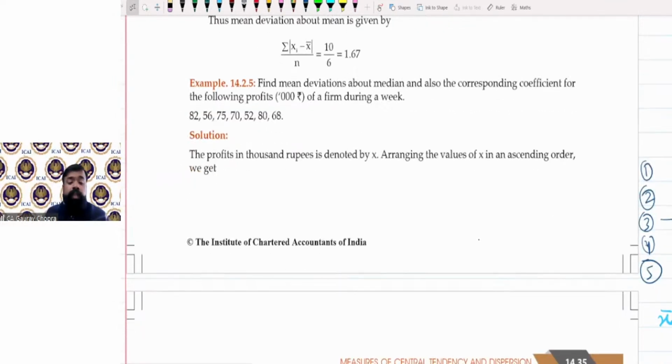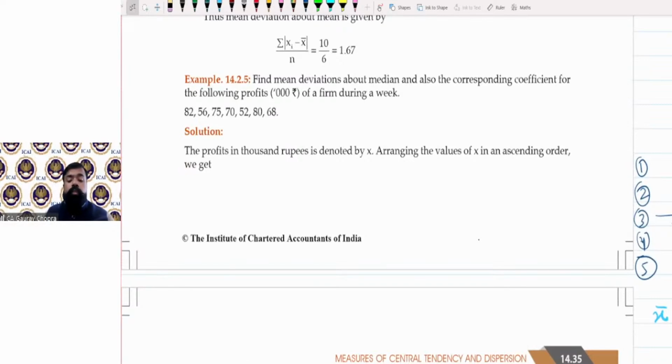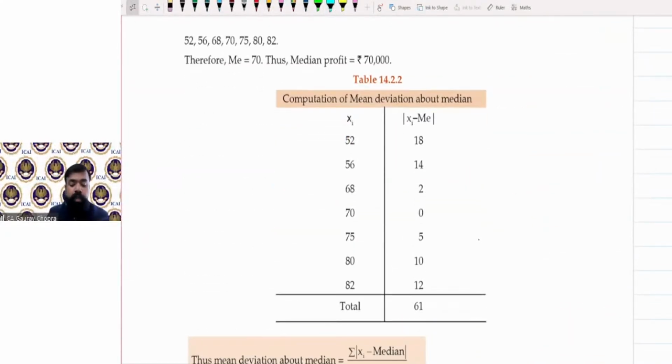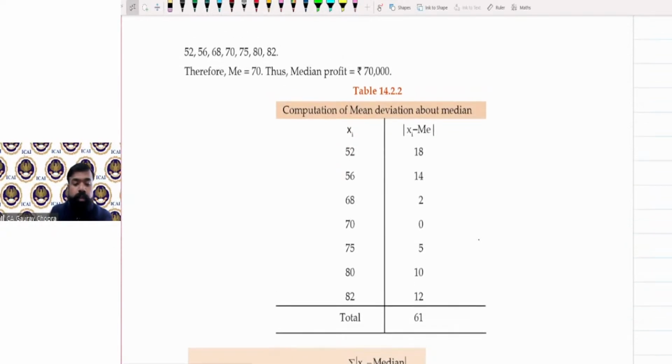Now, fifth example. This time you have to solve using median. So mean deviation about median, and also the corresponding coefficient of the following profits of a firm during a week. This time the data is given, you have to arrange and then find out the median first. So let us arrange them in a sequence.